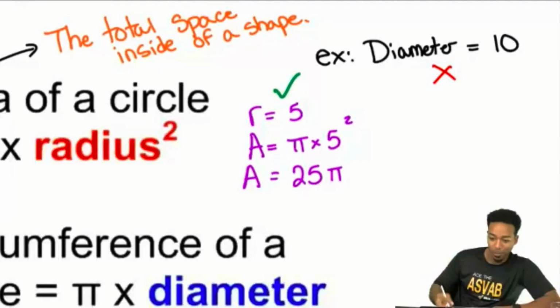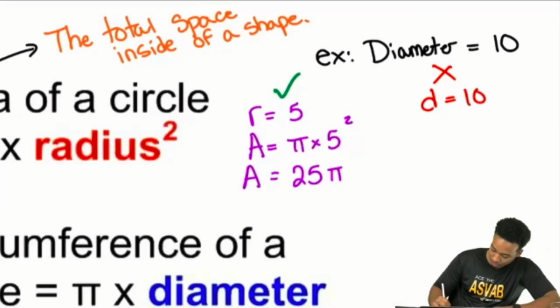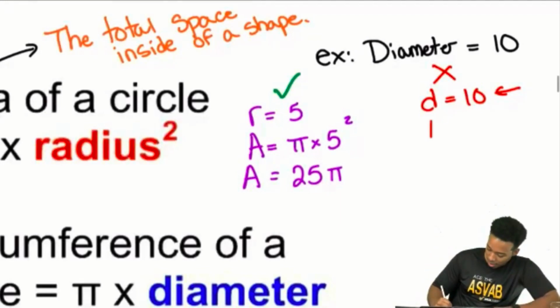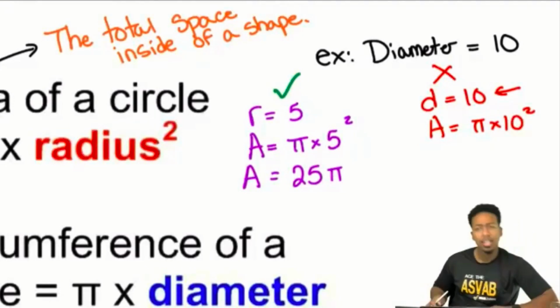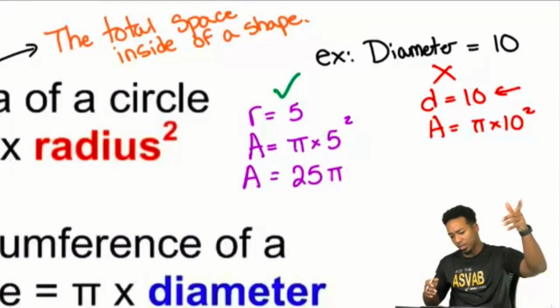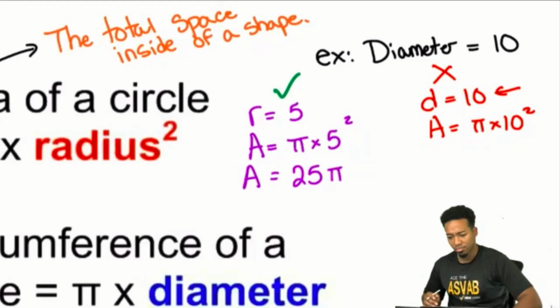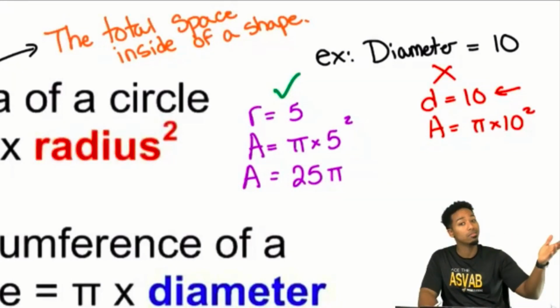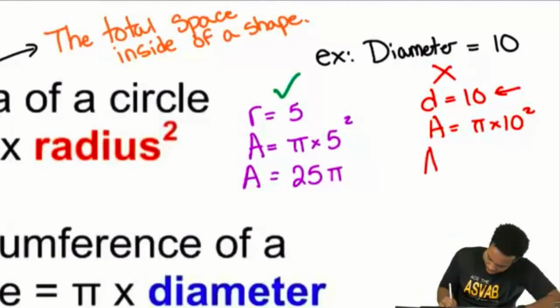So here we go. Let's say the diameter here equals 10, and we accidentally use it. So area equals pi times 10 squared. Everybody, 10 squared is, right? 10 squared means 10 times 10, so 10 times 10 gives us 100. So that's going to be 100 pi.